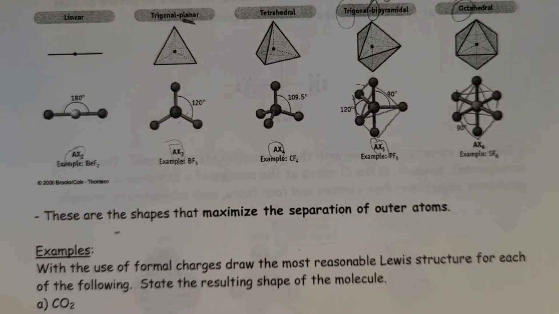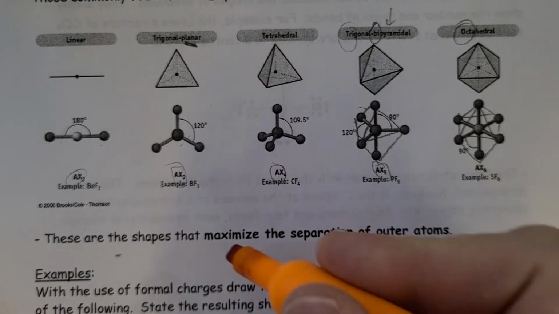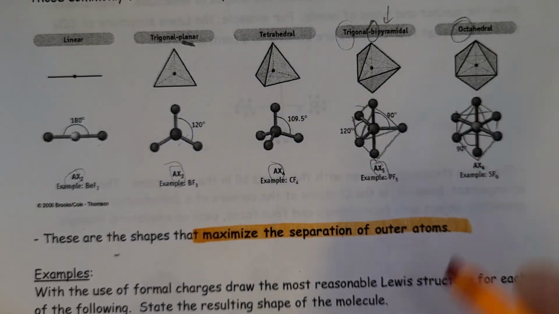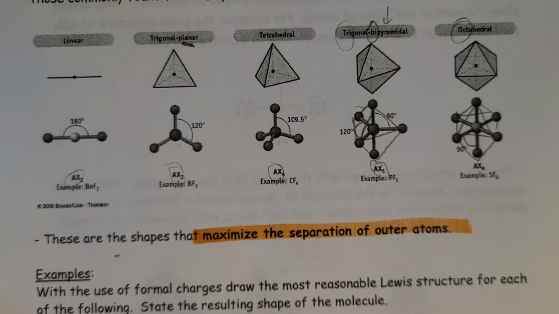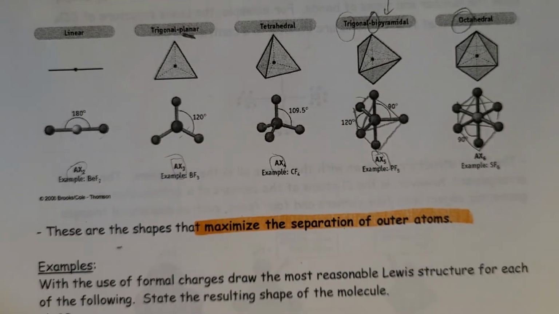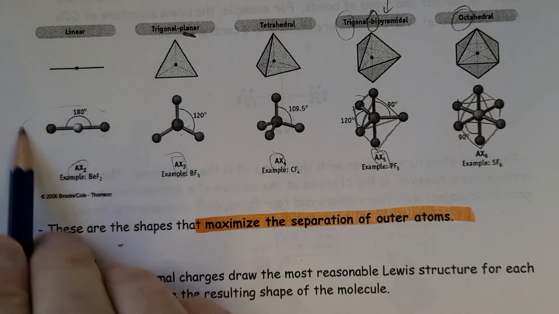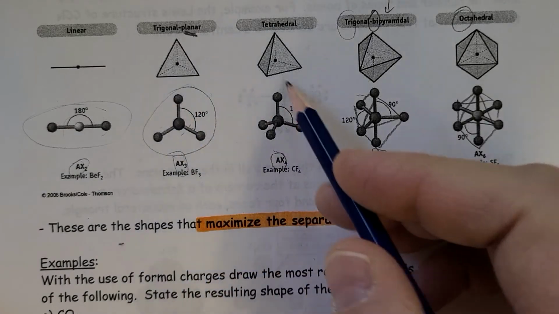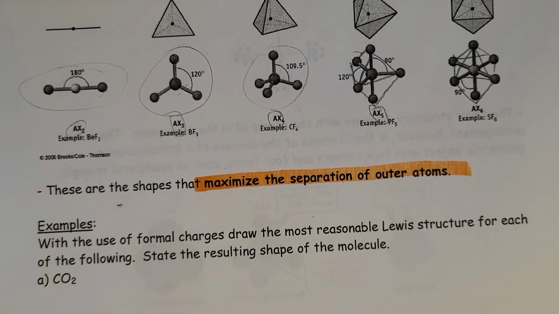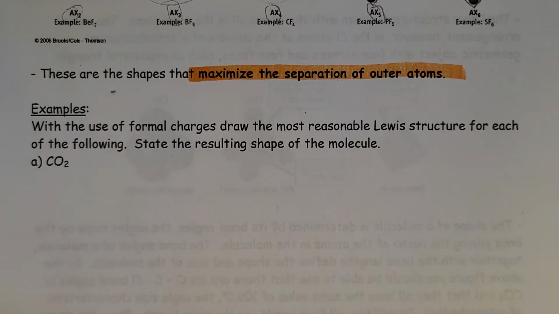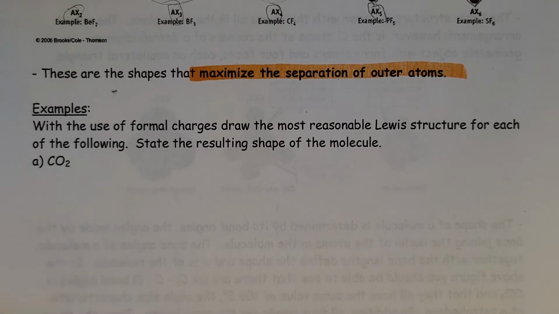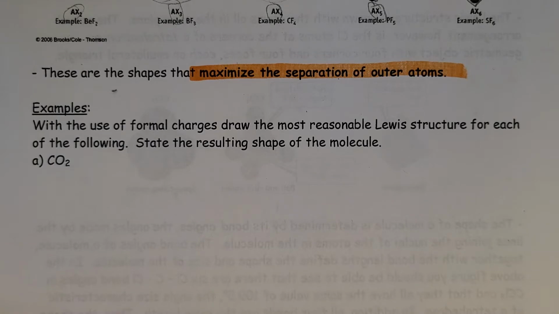So these shapes are considered the stable shapes, because what they do is they maximize the separation. You'll notice in that little activity that you did, when you twist a molecule around, it changes, but then it repulses the other atoms so that there's maximum separation from each other. That's considered the stable form of that molecule. So over here, with the use of formal charges, draw the most reasonable structure for each, and then state the shape.